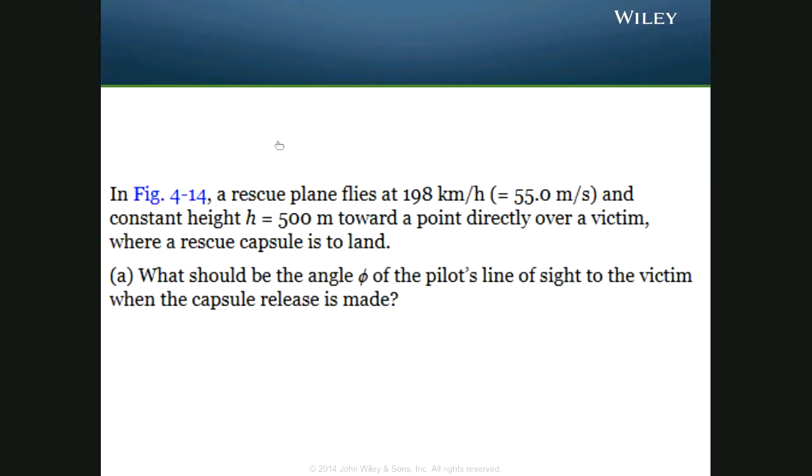So we have a rescue plane that flies at 190 kilometers an hour, or 55 meters per second. I'm very happy the problem did that for me. And it has a constant height of 500 meters towards a point directly below a rescue victim, a victim who needs to be rescued. So we want to know what should be the angle of the pilot's line of sight to the victim when the capsule's release is made.